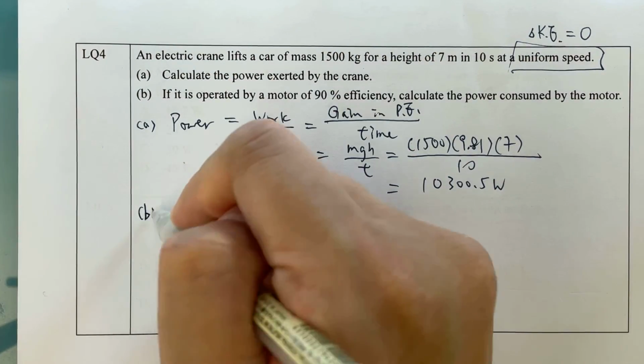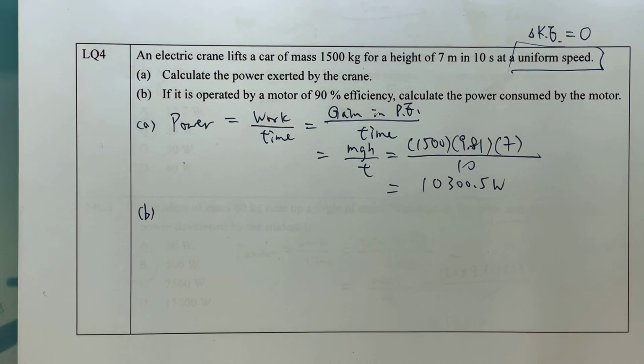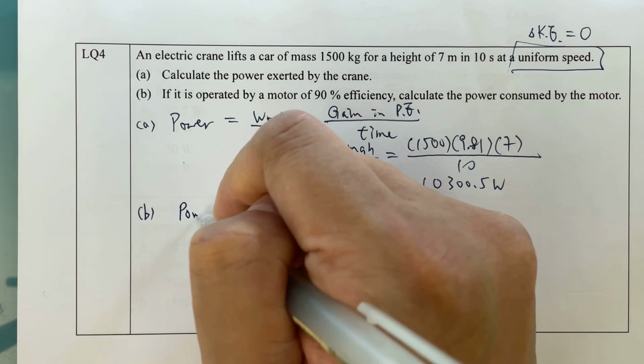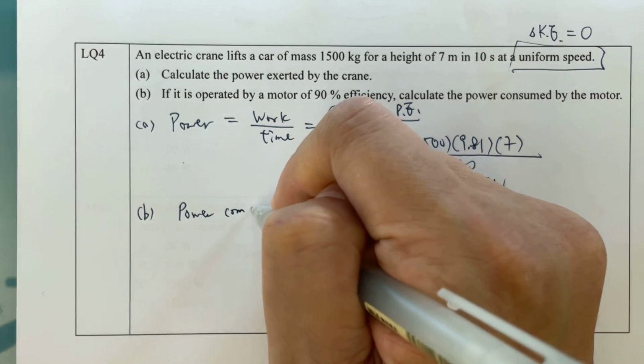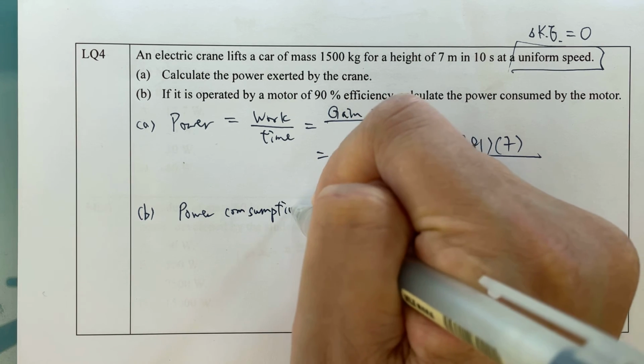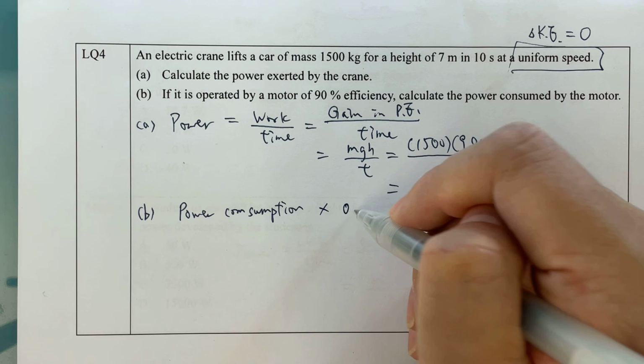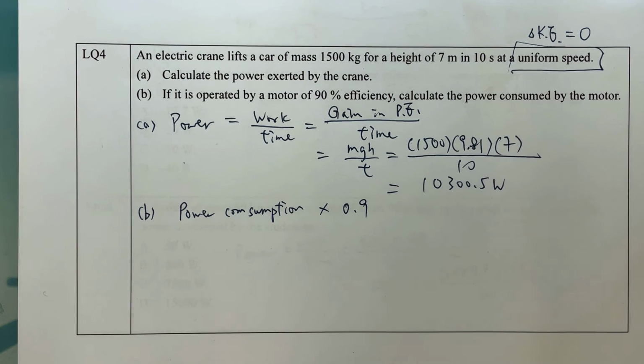Okay, part B. Now this is the actual power delivered to the car, right? But what would be the power consumed by the motor? So we may write it this way: power consumption. That means the power actually consumed by the motor. There would be a 90% efficiency. That means we need to multiply by 0.9. Only 90% of that would become effective, right?